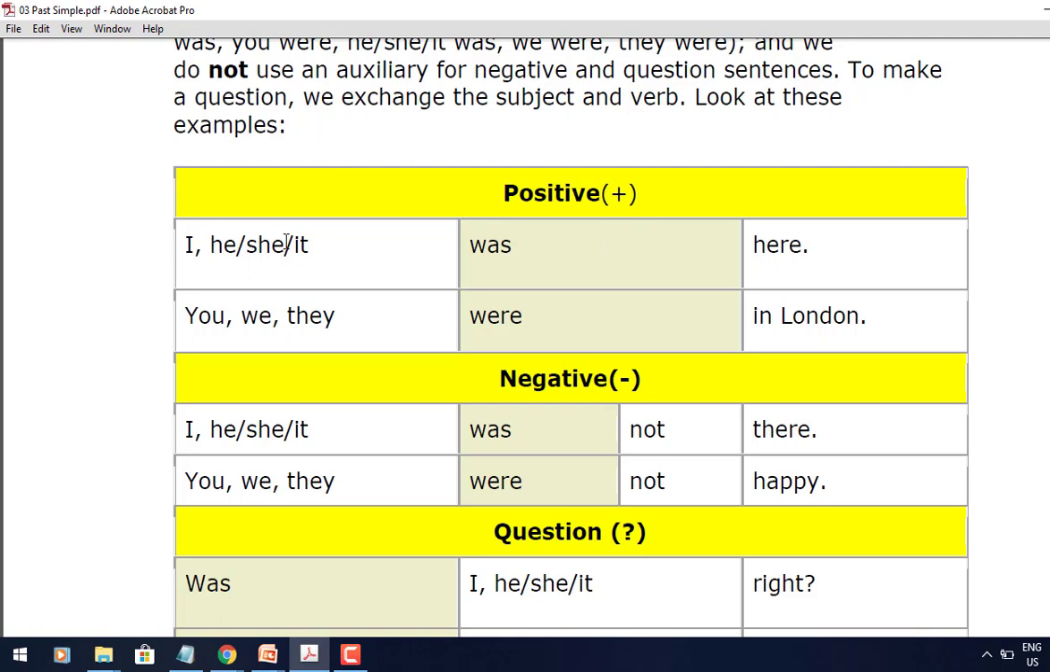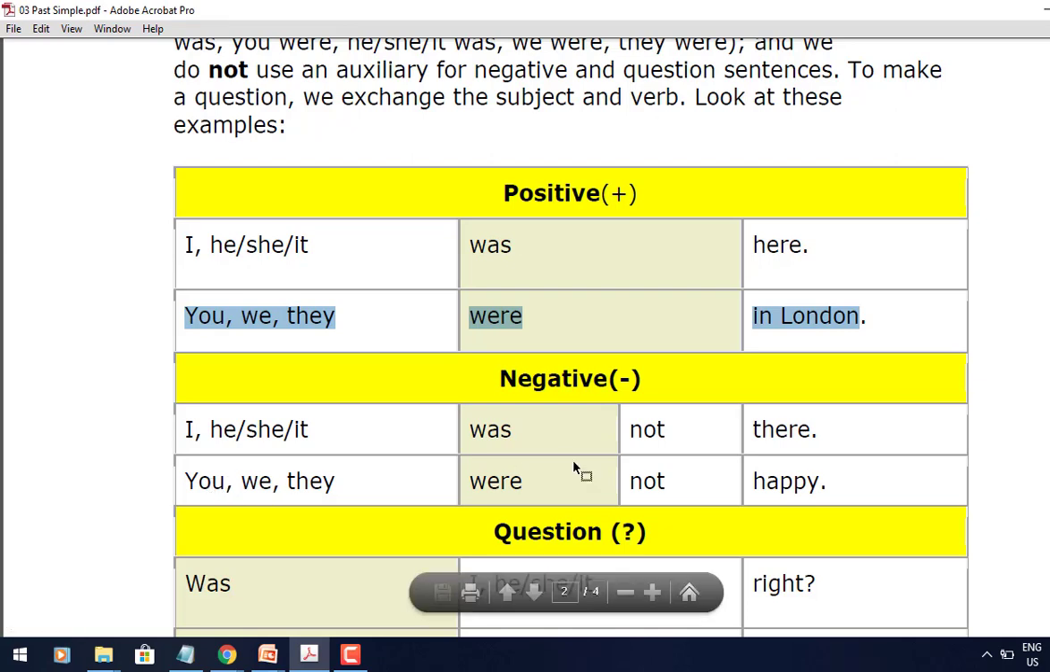For a singular noun or a pronoun, we use the form was. But for a plural noun or a pronoun, you, we, they were in London. In negative, we don't use the auxiliary did to change it to negative, but we just add not to the verb be. So I wasn't there, she wasn't there, he wasn't there, or it wasn't there. The same for the plural noun or pronoun. You were not there. I just add not to change it to negative. We were not happy. They were not happy.